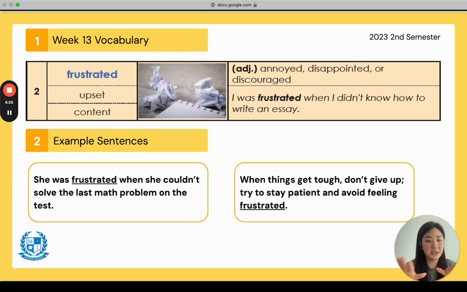The second sentence says, when things get tough, don't give up. Try to stay patient and avoid feeling frustrated. So when things are a bit hard, don't give up. Stay calm and try not to feel annoyed, disappointed, discouraged, or frustrated. That's a good piece of advice. Thank you, sentence. Everyone say frustrated.